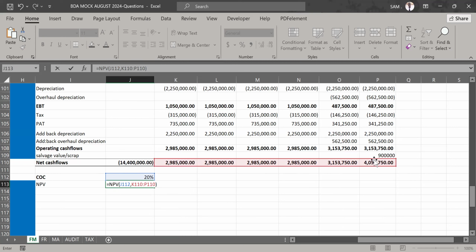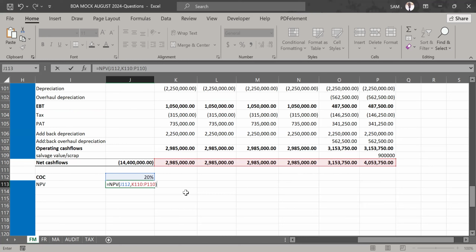Then you compare with the initial investment that was put in. Remember, our initial investment, we brought it in as a negative. You see it is in brackets, meaning what? It was an outflow from the start. All these others are positive. Why? It is because these are the cash flows that we expect to receive. They are inflows. That's why they are all positive. The first one is negative because it is an outflow.